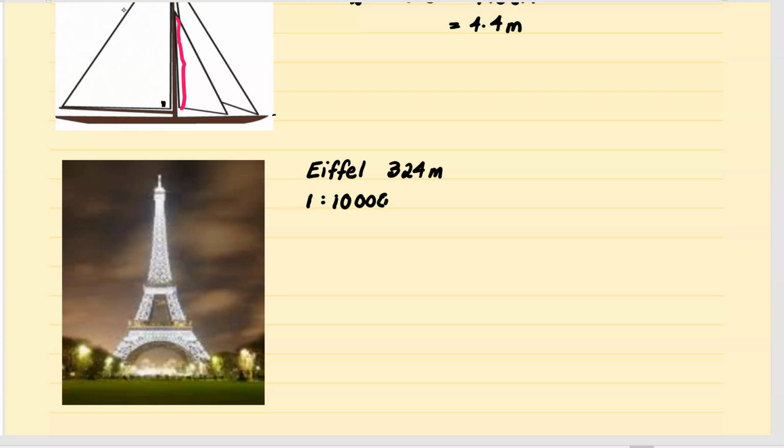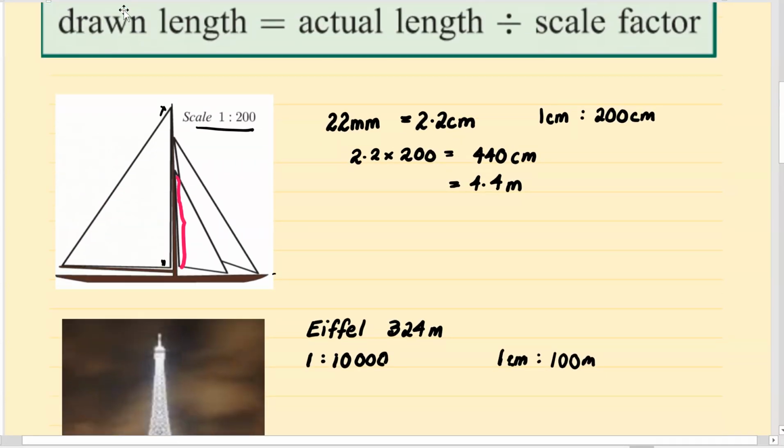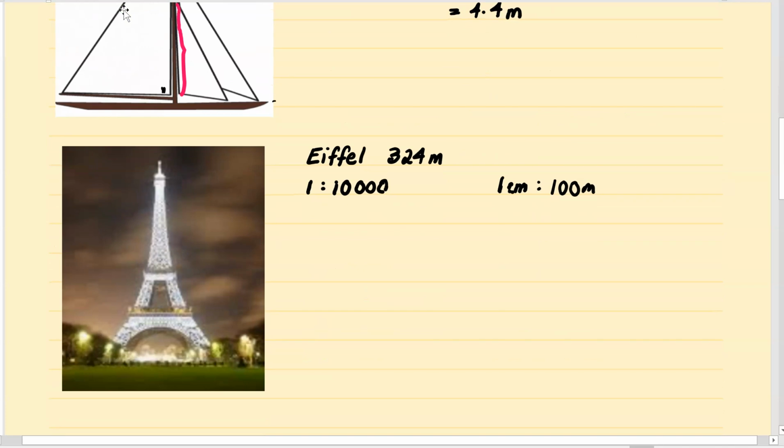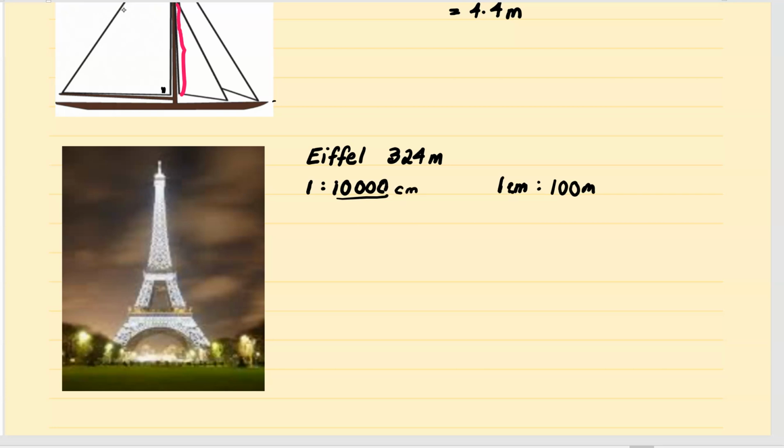Okay, why did I choose that? Because we know this actually means 1 centimetre on the page will represent, so divide by 100, 100 metres in real life. Anyway, to get my measurements, the drawn length is the actual length divided by the scale factor. So that's our scale factor that we've decided. Now because this is in centimetres, remember, we must work in centimetres.